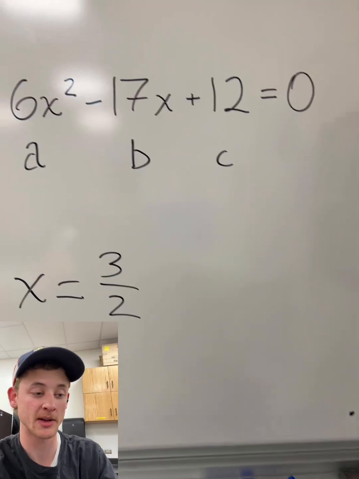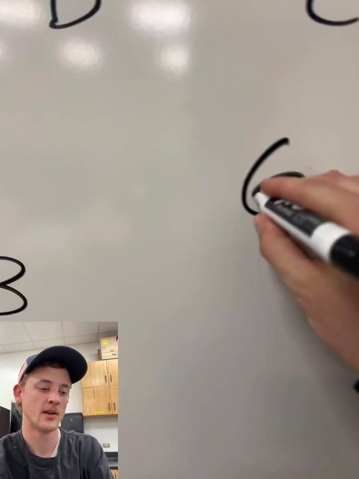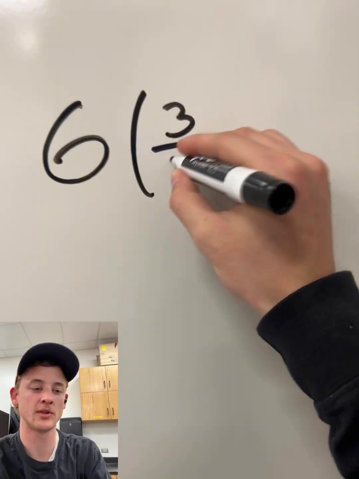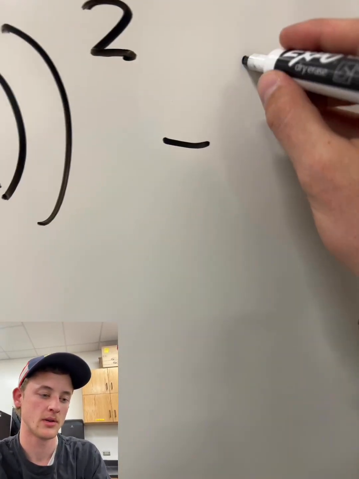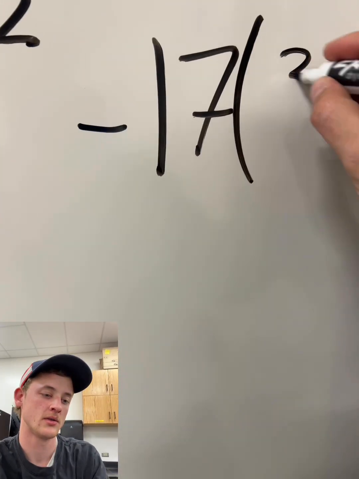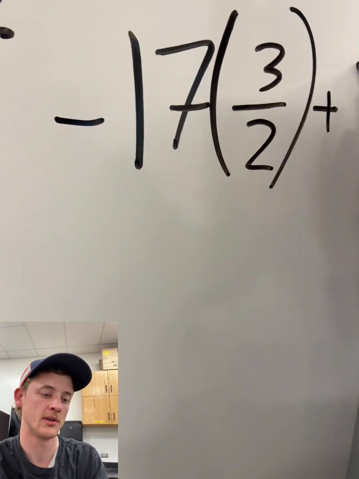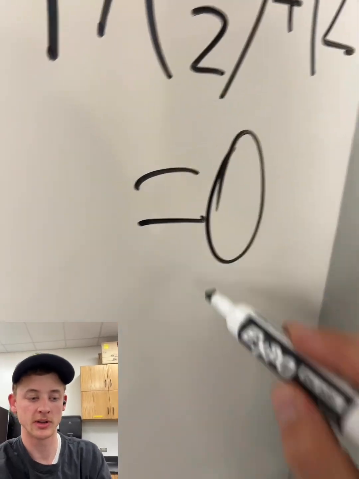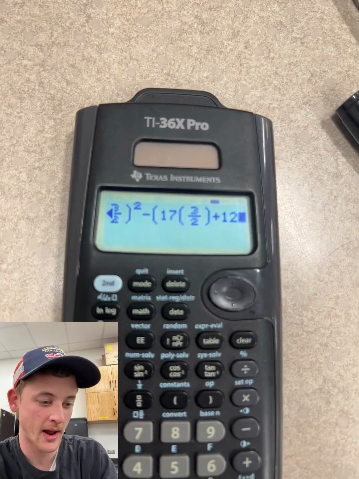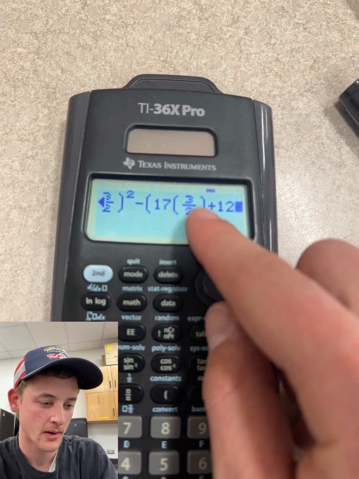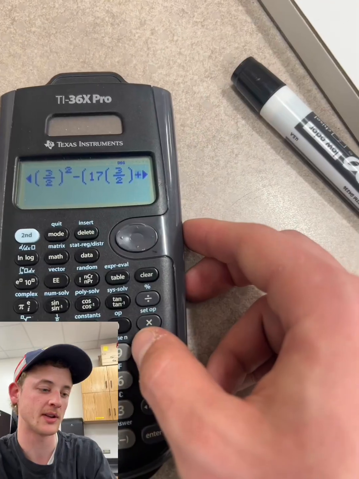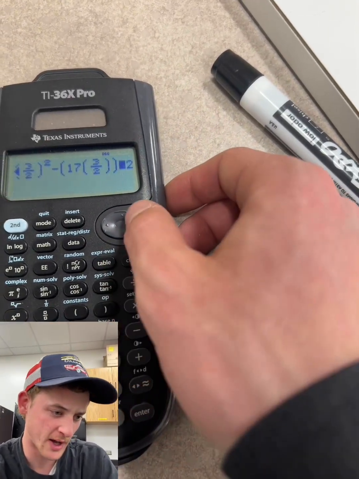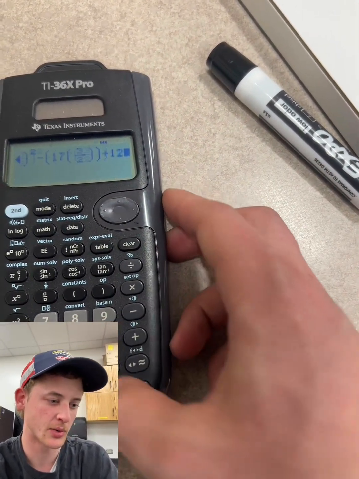Now let's test that answer to make sure it's true. So 6 times 3/2 all squared minus 17 times 3/2 plus 12. That should equal 0. So let's put all that in the calculator. All right, and you can see here, you have to make sure the 17 has all the parentheses needed so that it multiplies right. Plus 12 equals 0. Look at that right there.